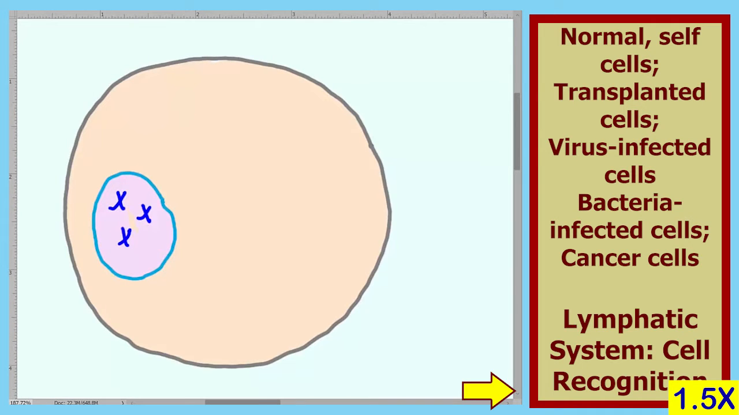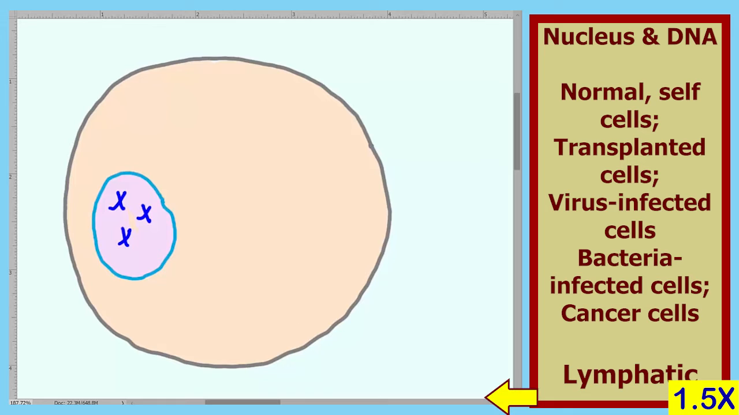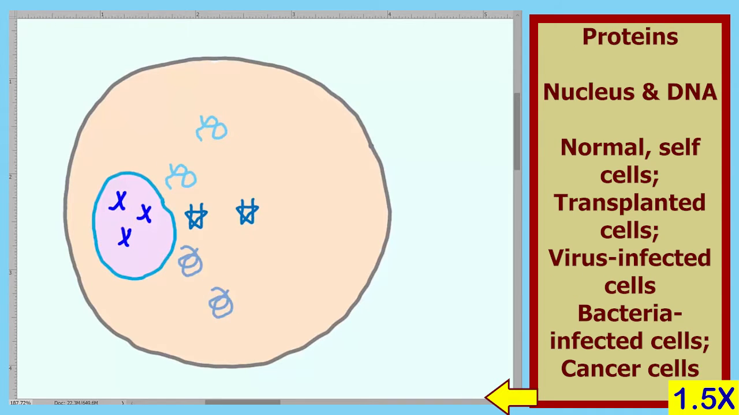Shown here, we have a normal self cell or a normal host cell. Within the cell, we have a nucleus with its DNA. In order for a cell to survive and perform its function, it must always produce proteins. Shown here are representative proteins.